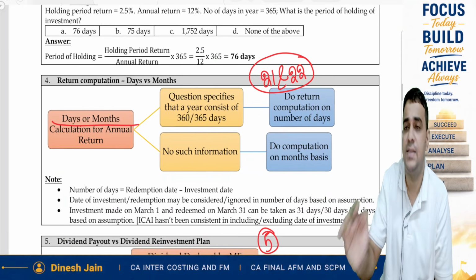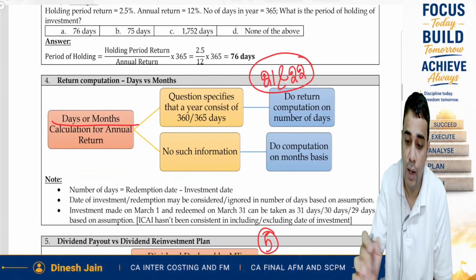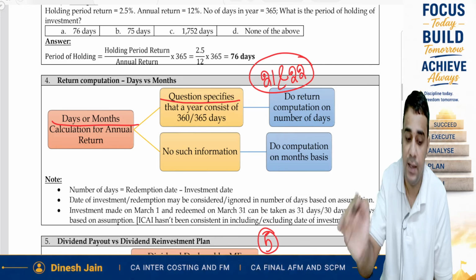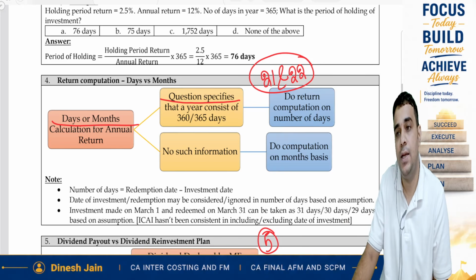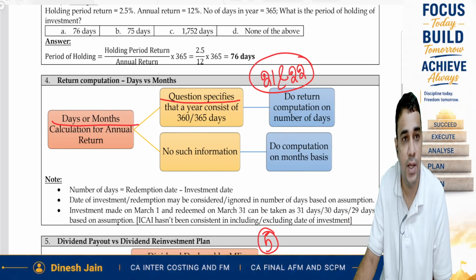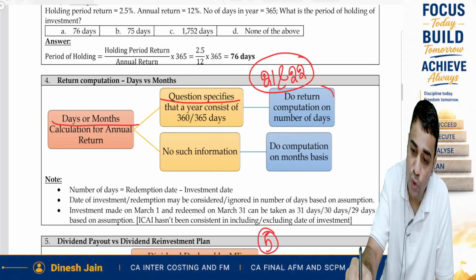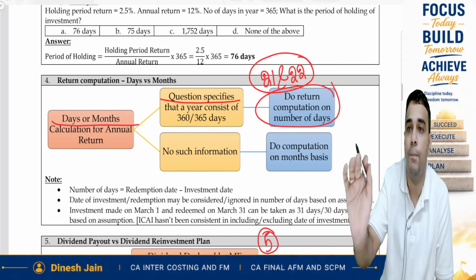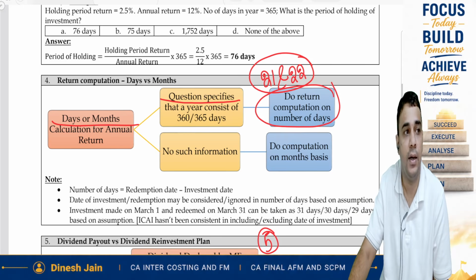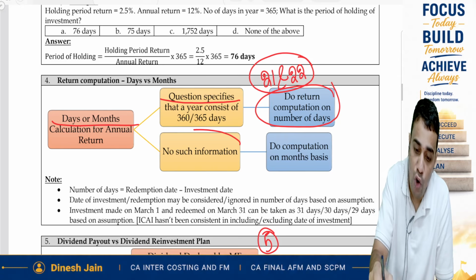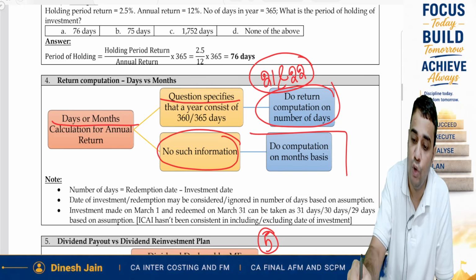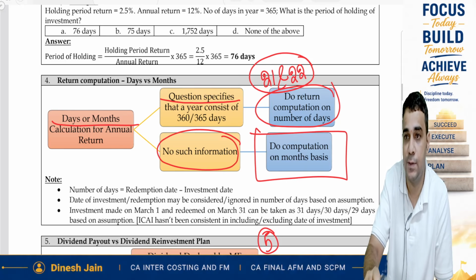Days or months calculation for annual return. If the question specifies that a year consists of 360 or 365 days, do the return computation on the number of days. If there is no such information, do the computation on a months basis.